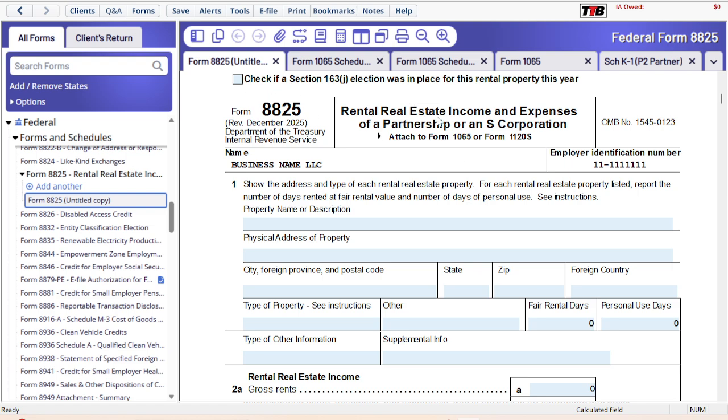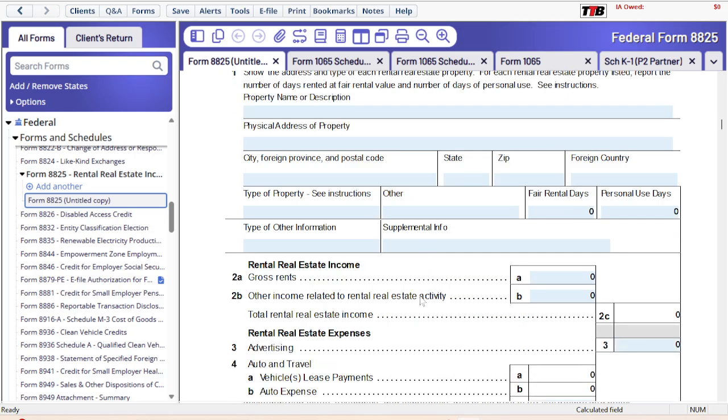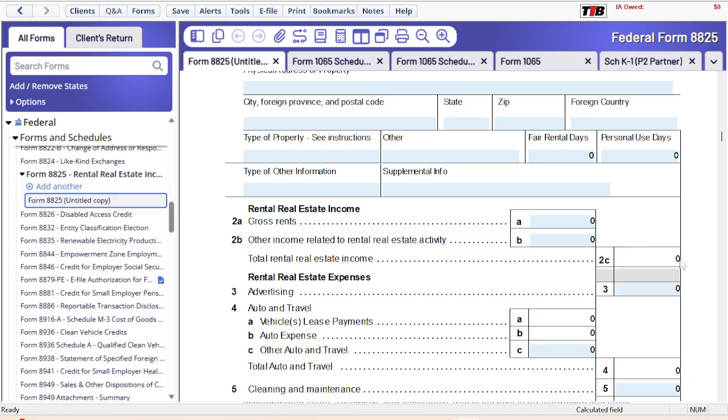And this form is for partnerships and S corporations in a rental property business. You'll put your address there, and the rent income that you collected during the year will go in. Other income related to rental real estate activities will go on B, and the total will go there for you. Advertising, so if you do some advertisement for your rental property, those are expenses. It'll go on line 3.